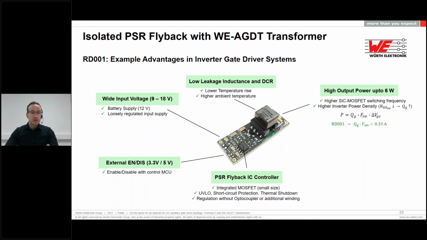And another potential advantage is being able to operate at higher ambient temperatures if the temperature rise of the components is kept low.